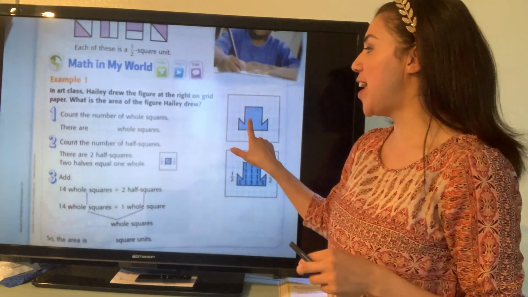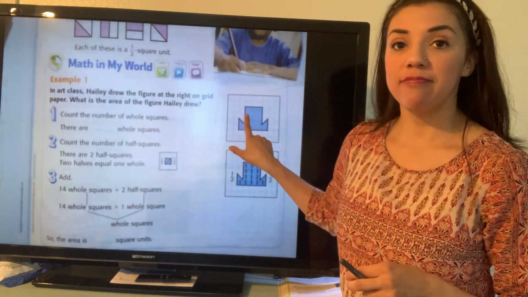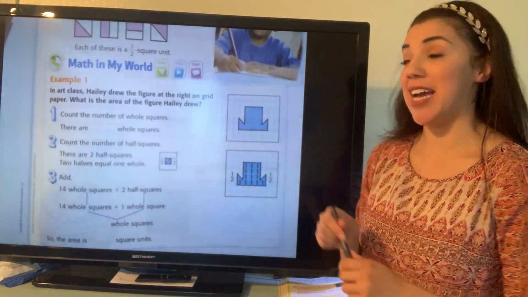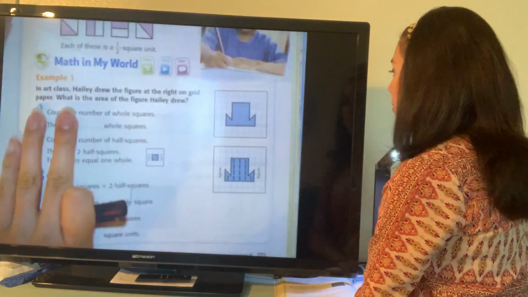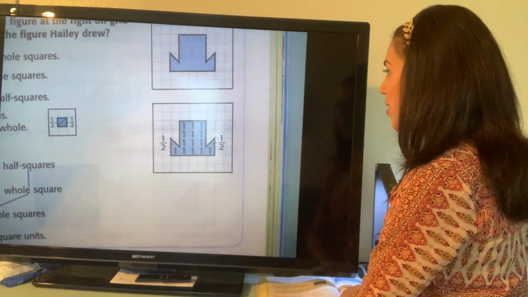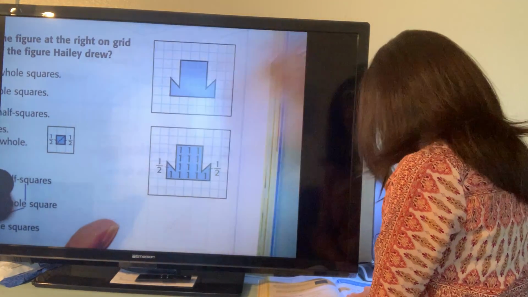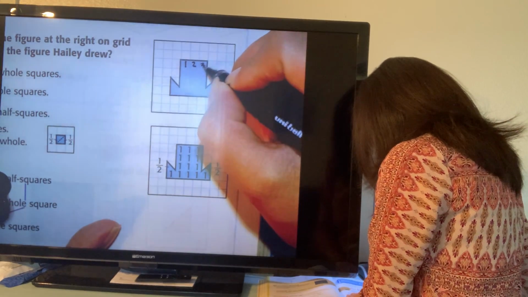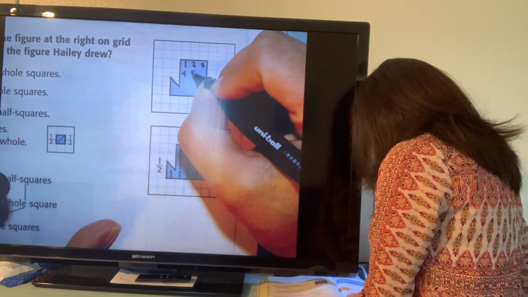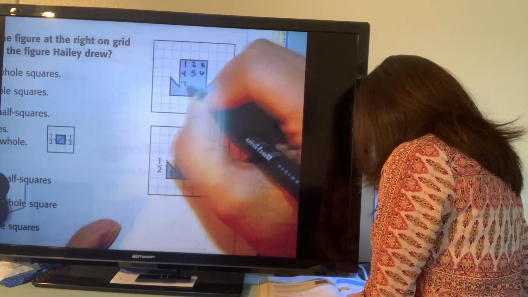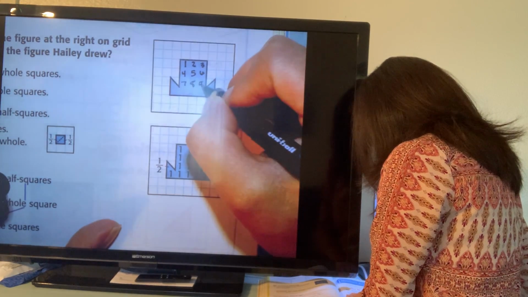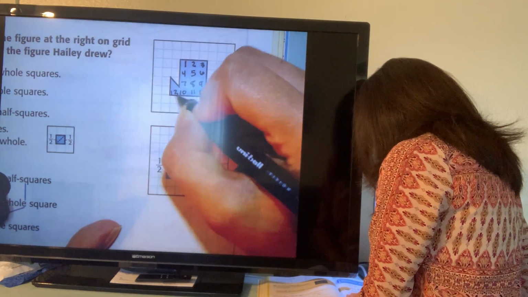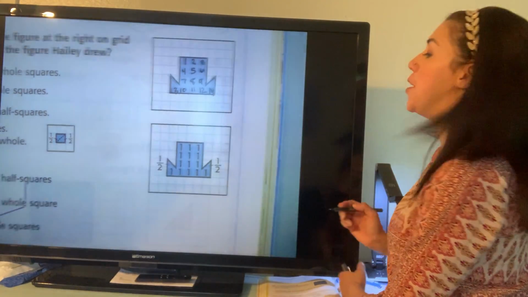And so when we have Haley's figure right here, we're going to count the number of squares on the inside, okay? So I'm going to try to make this a little bigger for you. So if we look, we have 1, 2, 3, 4, 5, 6, 7, 8, 9, 10, 11, 12, 13, 14.